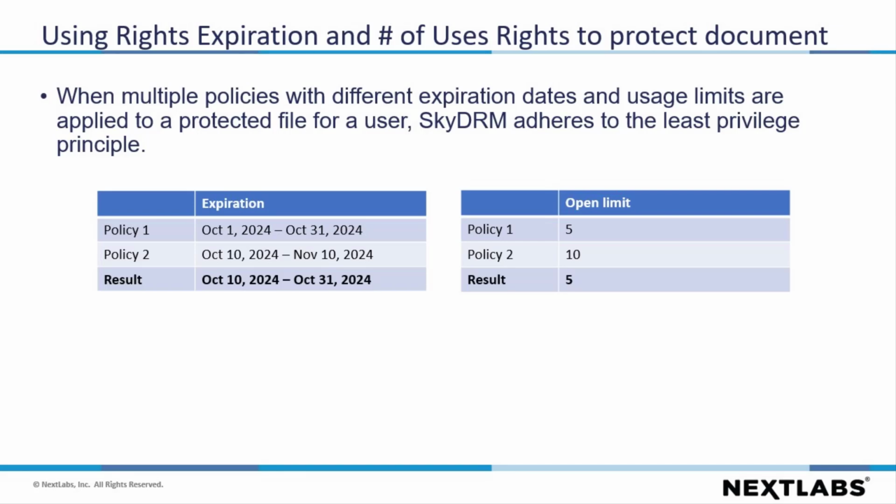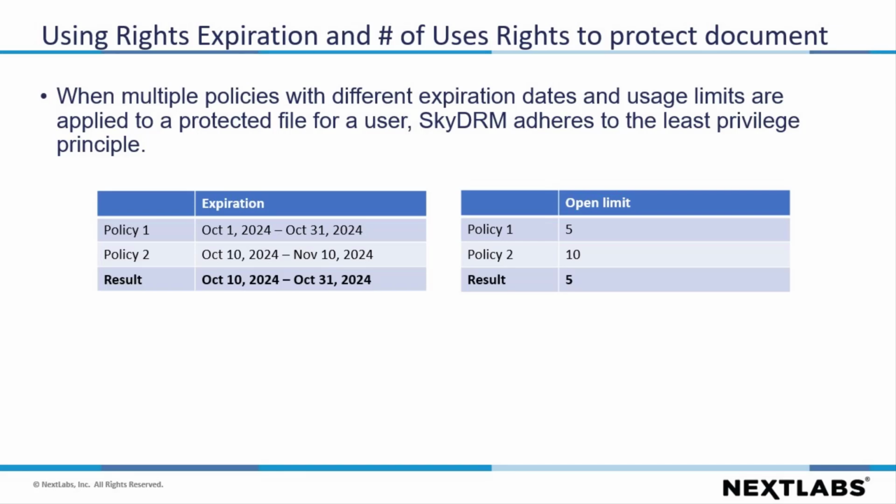When multiple policies with different expiration dates and usage limits are applied to a protected file for a user, SkyDRM adheres to the least privilege principle. In the expiration example, Policy 1 defines the validity period from October 1st, 2024 to October 31st, 2024. Policy 2 defines the validity period from October 10, 2024 to November 10, 2024.